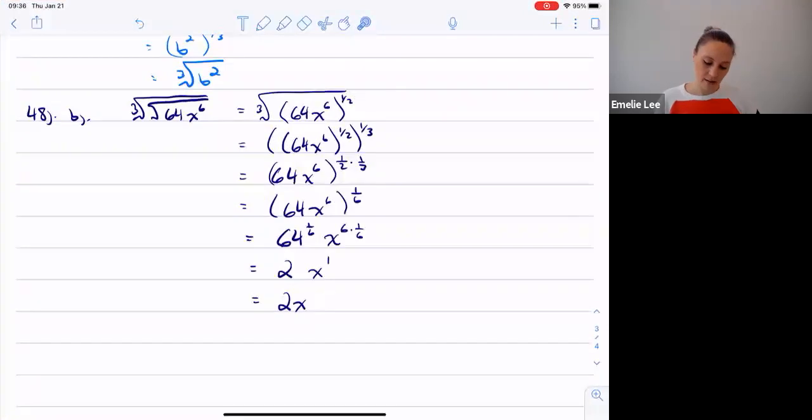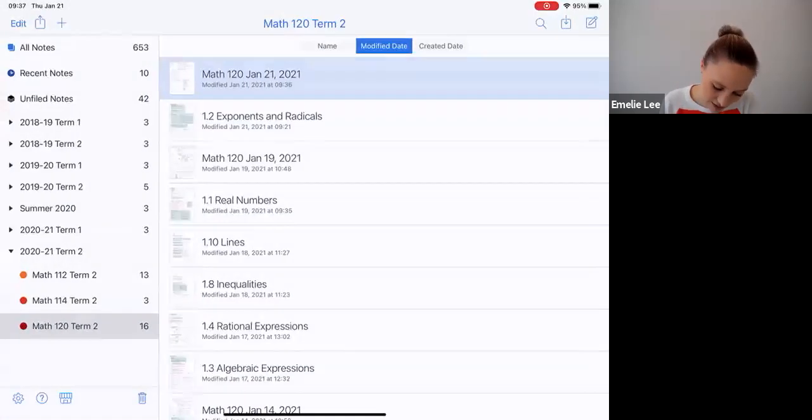There are a few different ways that you could have gone about this, so you don't have to do it my way. This is just one of the ways. You could have brought this power of 1/2 inside immediately to get rid of it, and then taken it to the power of 1/3. So you could do it in a two-step process. That's totally fine. Just play around with those problems that I've given you because you have the solutions, so just make sure that it's sticking and making sense. All right, good.